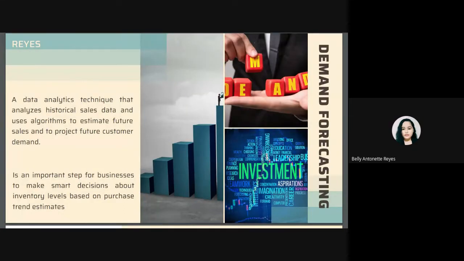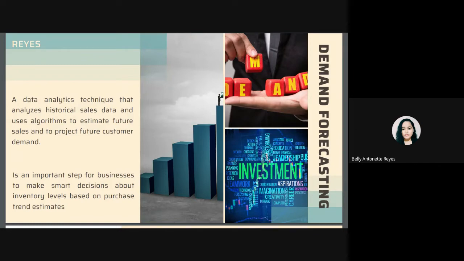Good day, I am Belly Reyes and I'll report on demand forecasting and different methods of demand forecasting. So, demand forecasting is a data analytics technique that analyzes historical sales data and uses algorithms to estimate future sales and project future customer demand. So, forecasting helps to inform the company of how many units need to be ordered, hence preventing the company from spending too much on inventory that won't sell.